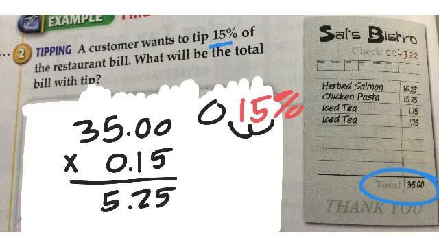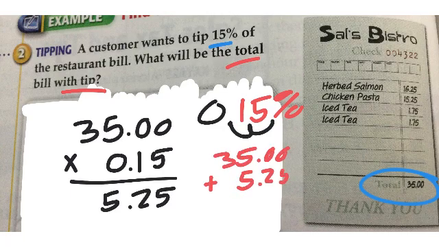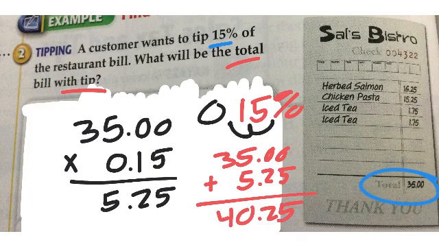5.25. So that is the tip that he's going to leave, is $5.25. So what is the total with the tip included? Well, we would add that together. $35 plus $5.25 gives us a total of $40.25.